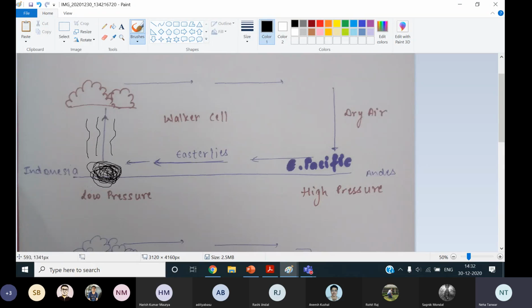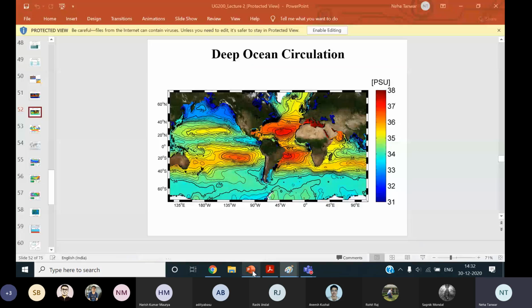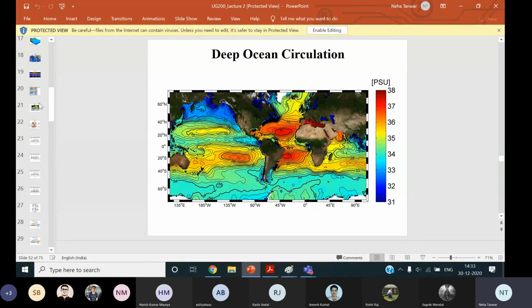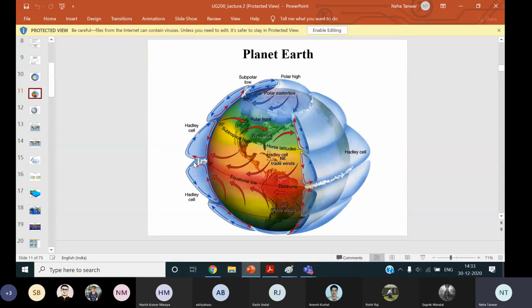Okay, so where were we? I was telling you that this is known as Walker cell, and this is different from the cells that we have considered before. What are the three cells that we had considered before? These were the cells, right? Hadley cell. This is Ferrel cell and this is polar.